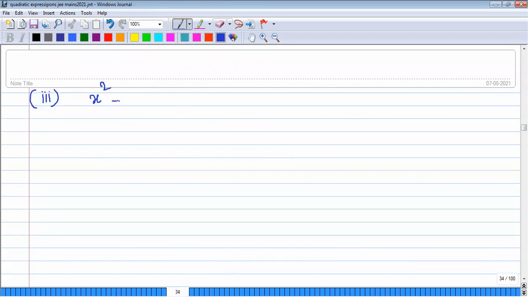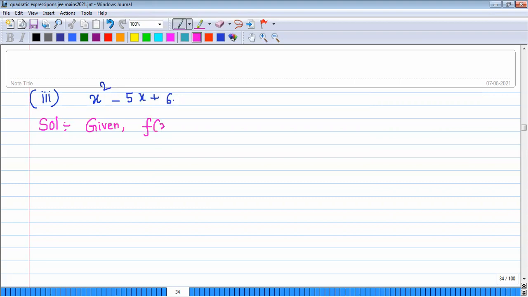x square minus 5x plus 6. Find either the minimum or maximum value of this quadratic expression. It is minimum, sir. Yes, always it has only minimum value. Its maximum we cannot define. Okay, what is the procedure to be followed here?